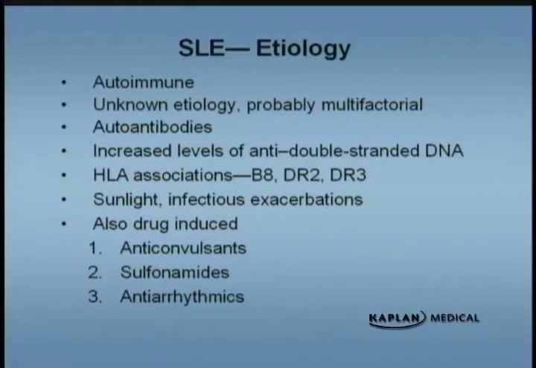The next one is systemic lupus erythematosus. SLE is a disease that's a great masquerader. It's a multi-organ disease, has multiple manifestations. It is an autoimmune disease, probably multifactorial, but we don't know what exactly causes it. We do know that there are autoantibodies. There are some HLA associations, a lot of overwhelming evidence towards autoimmunity.